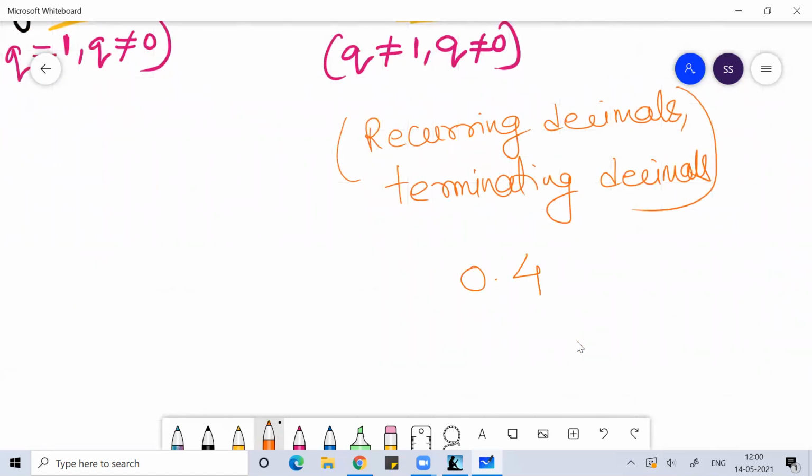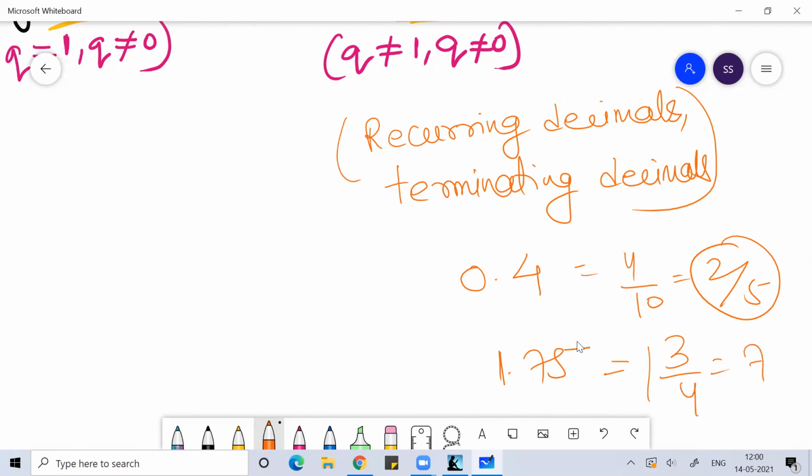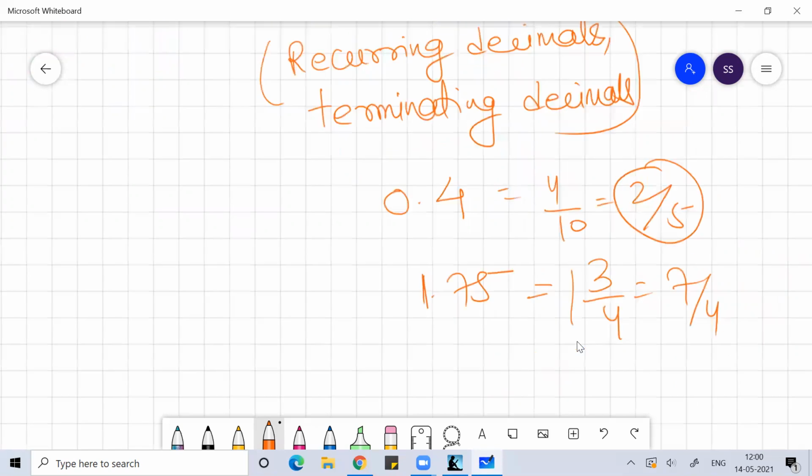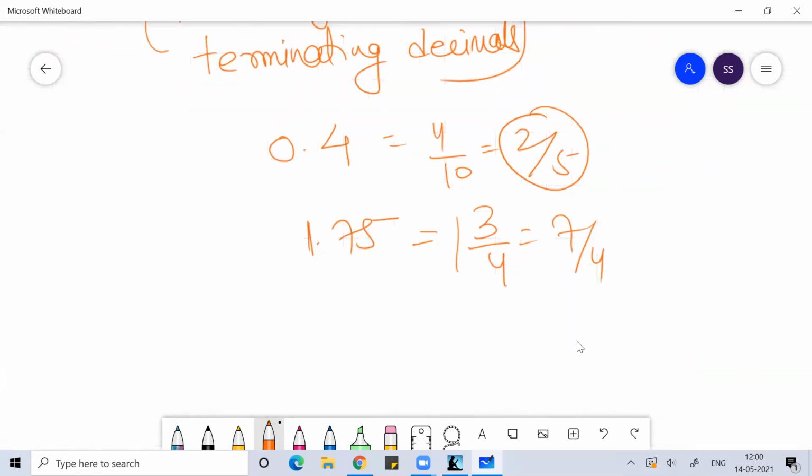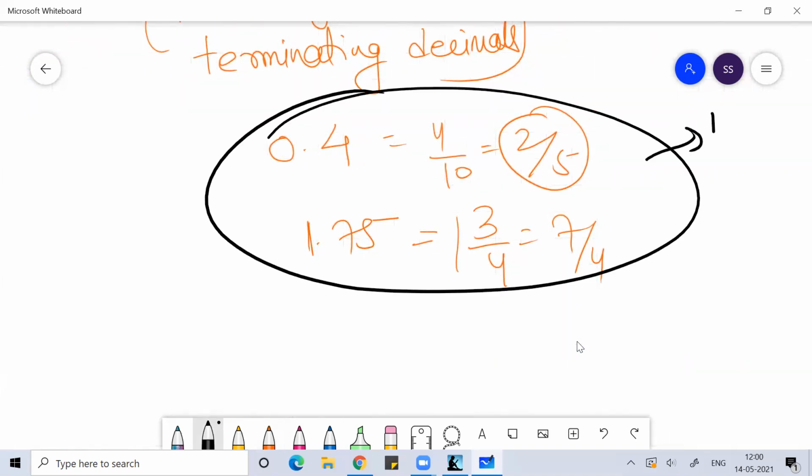What is 0.4 in P by Q form? It will be 4 by 10, which in simplest form is 2 by 5. If I ask you what is 1.75 in P by Q form? 1 3 by 4, very good. So 1 3 by 4 you can write, or it is 7 by 4. So you can write them in P by Q form. These are basically terminating decimals.